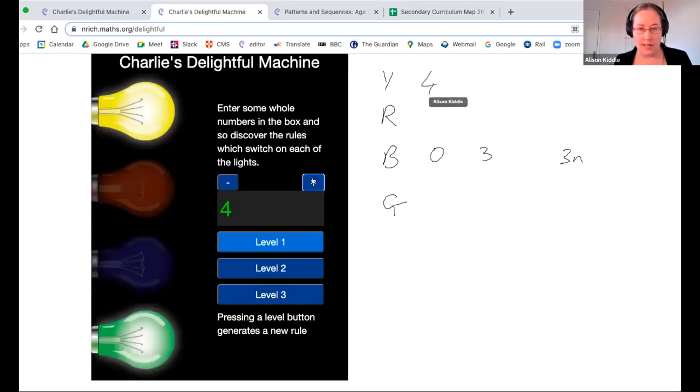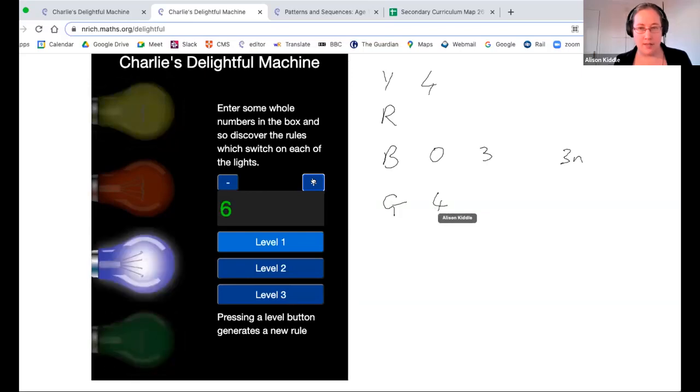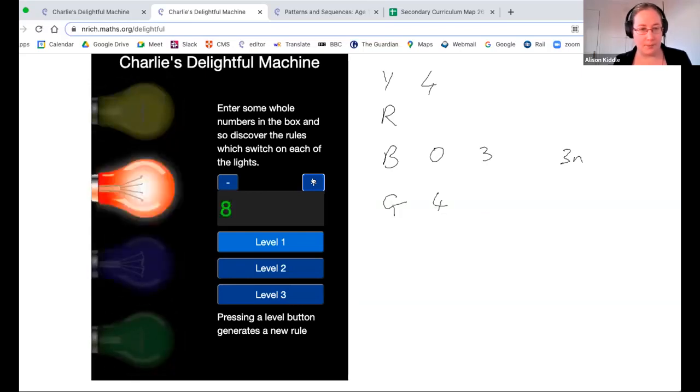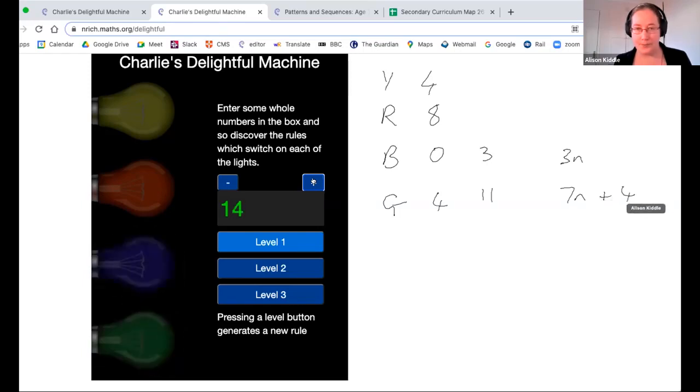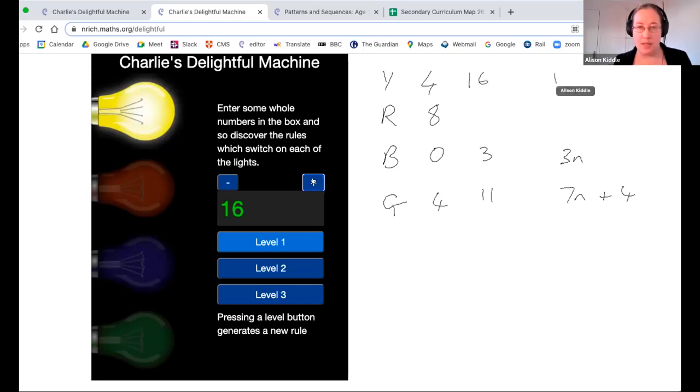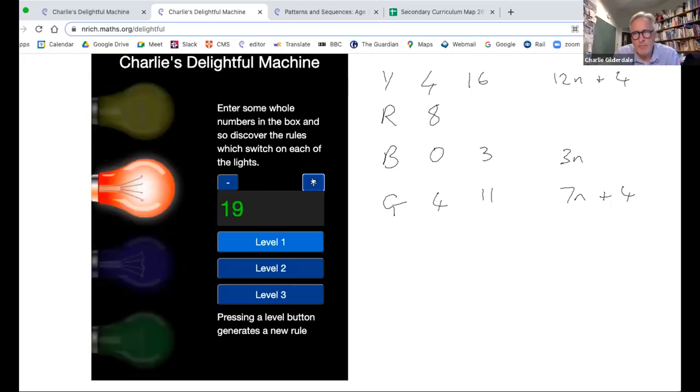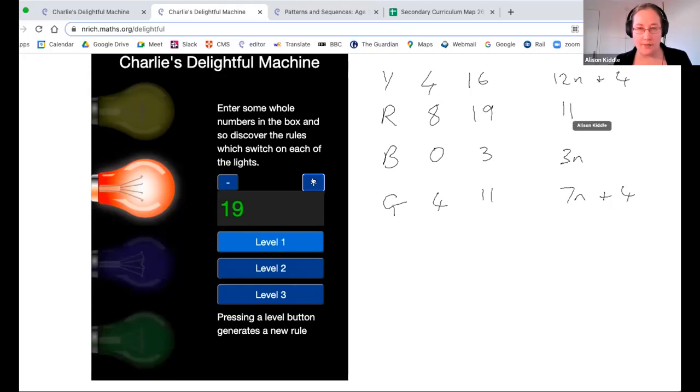4 turns on yellow and green. 6 I already knew would turn on blue, so I'm not even going to write it down. 8 turns on red. 9 I knew would turn on blue. Right, 11 turns on green. So because I know it's an 11, because it's a linear sequence, that means I've got 7n plus 4. 16 turns on yellow, so that means it needs to be 12n plus 4. So we just need red. And red is 19, so that's 11n minus 3 or plus 8.